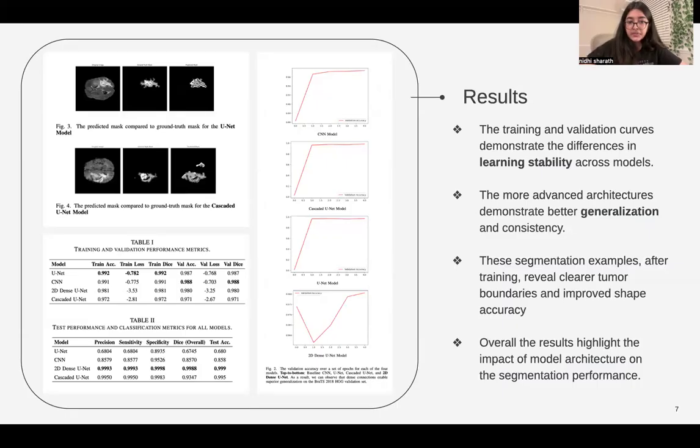As seen in the results, there are clear differences in learning stability between the architectures. The more advanced the architectures were, the smoother the validation curves and the stronger their generalization. The dense UNet and the cascaded UNet especially reduced noisy predictions and improved the boundary precision. Overall, the results highlight that model architecture plays a big role in segmentation performance for brain tumor segmentation.